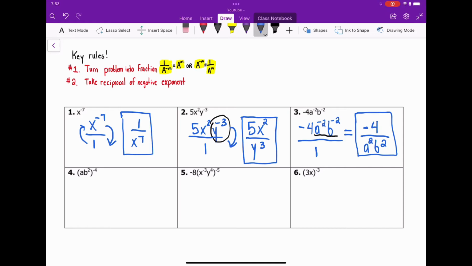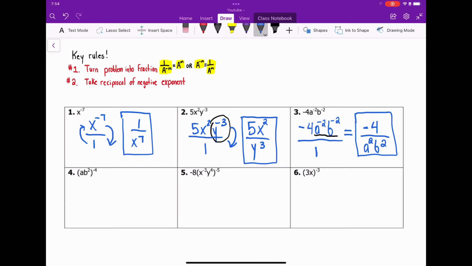Okay? So please just make sure you guys remember that not everything is going to come down to the bottom of the fraction, or you're not going to take the reciprocal of everything, I should say. But let's go into problem number four.